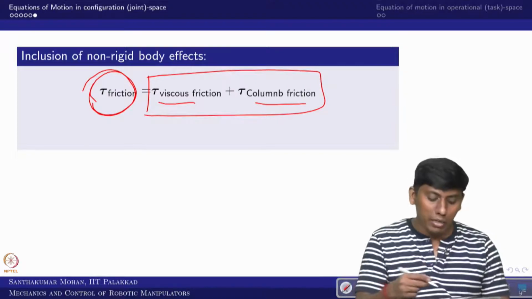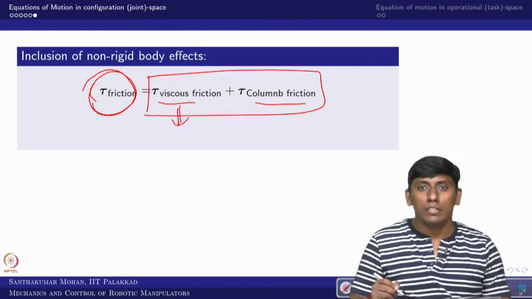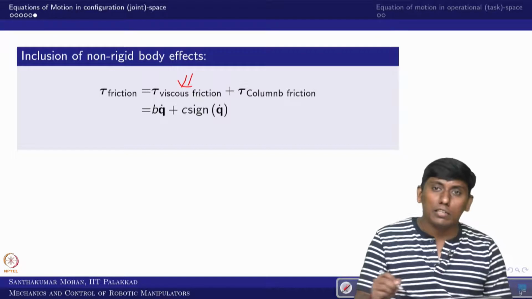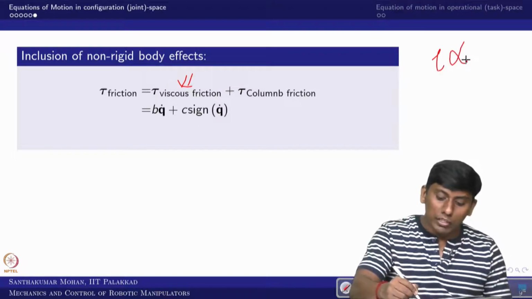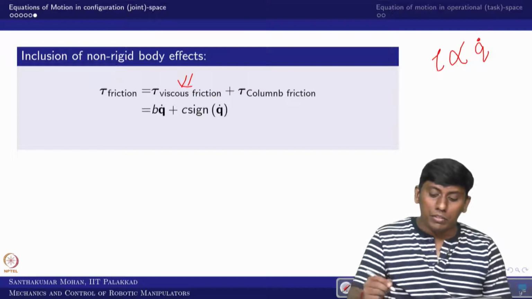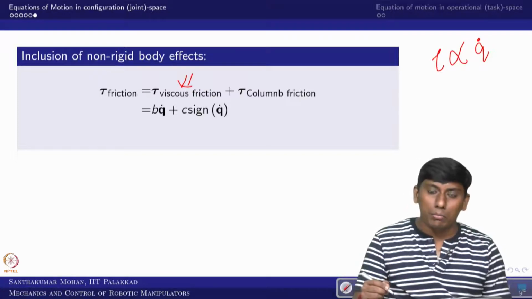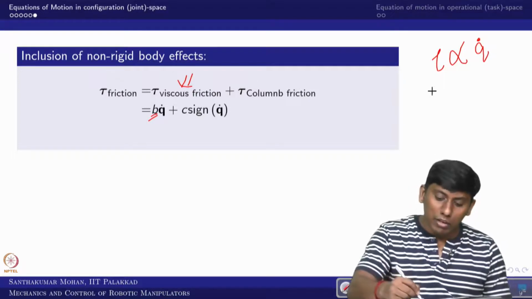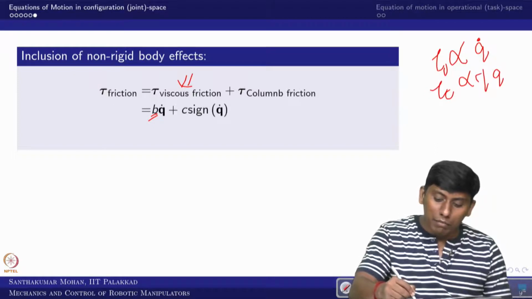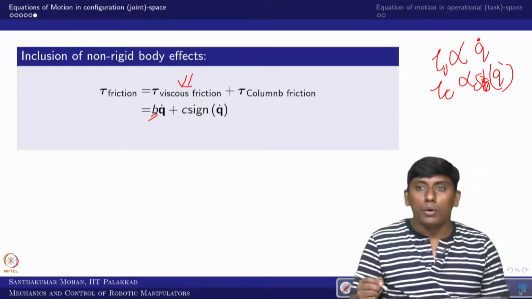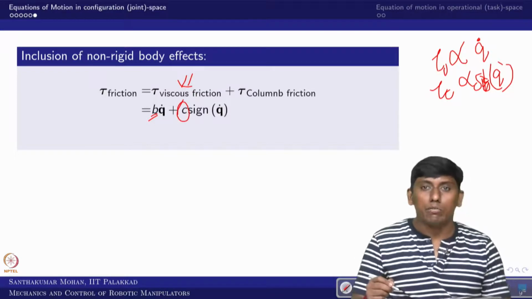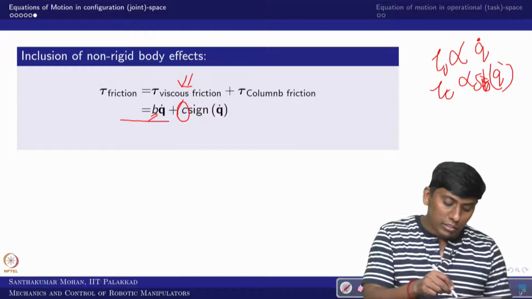Even these two additional terms can be brought into a coefficient form. The viscous friction, tau viscous, is directly proportional to the velocity. If you bring in the proportionality constant, I call it B, okay. The Coulomb friction is similar, directly proportional to the sign of q dot, okay. So now the Coulomb friction coefficient also we brought in. So now this is the frictional term.